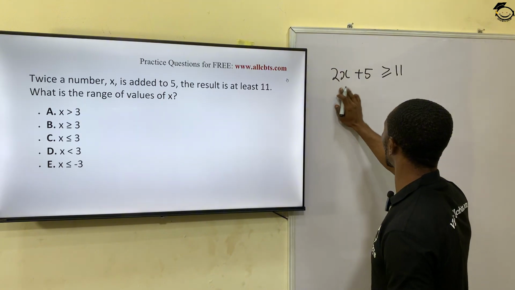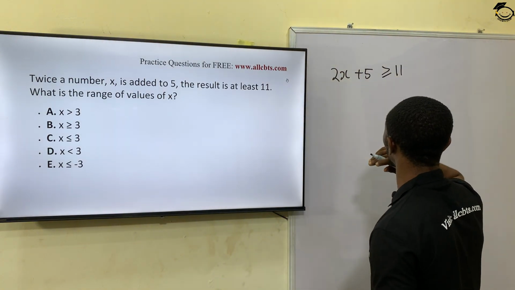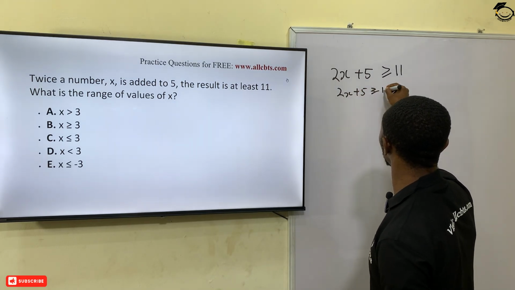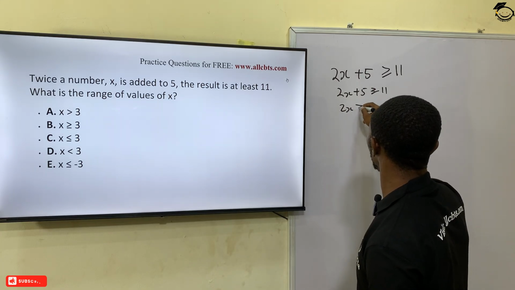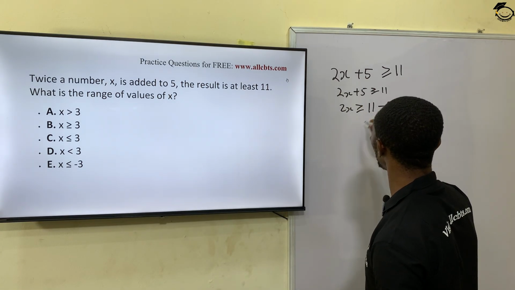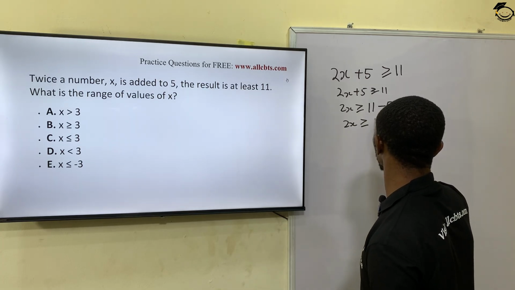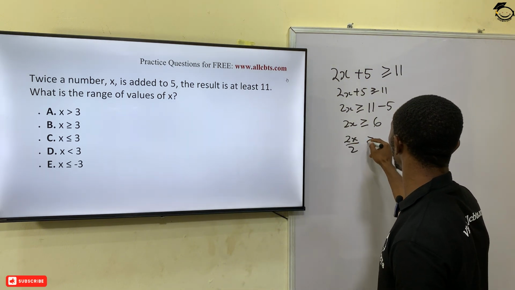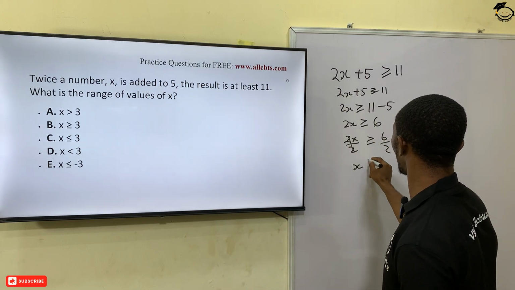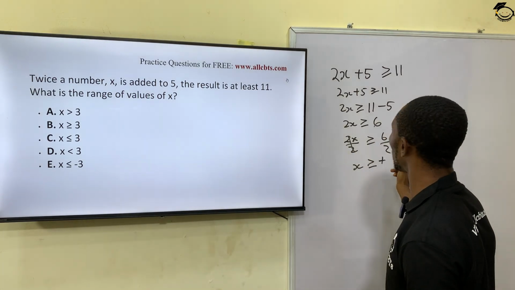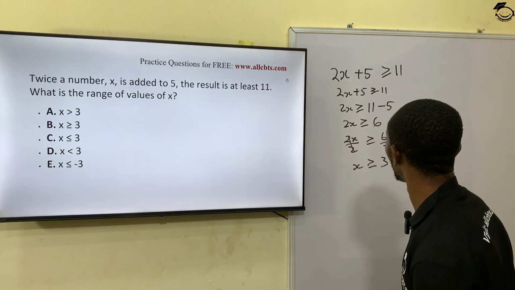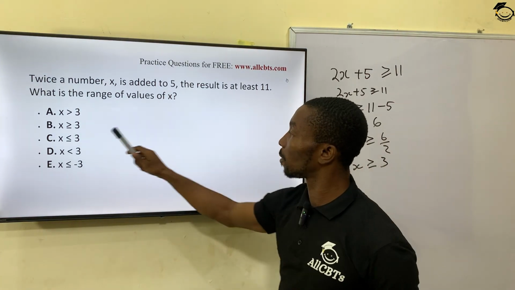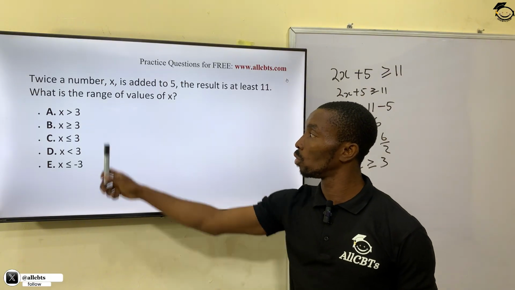So that means from here we can solve this out as our inequality, having this to be 2x plus 5 is greater than or equal to 11. So 2x is greater than or equal to 11 minus 5. 2x is greater than or equal to 6. Dividing both sides by 2, 2x over 2, 6 over 2. So our x will be greater than or equal to 3. So the value of x ranges from 3, which is x is greater than or equal to 3.